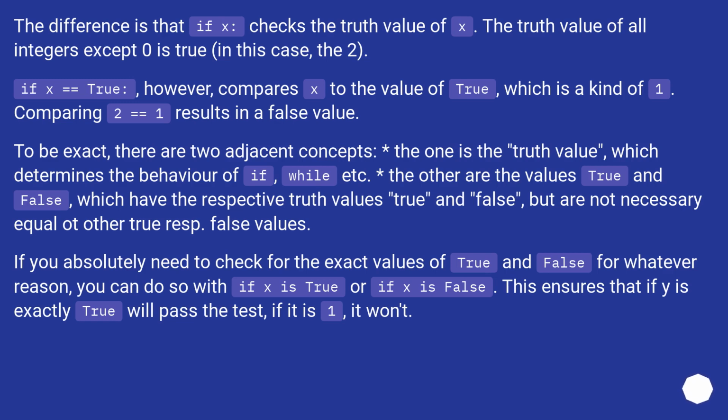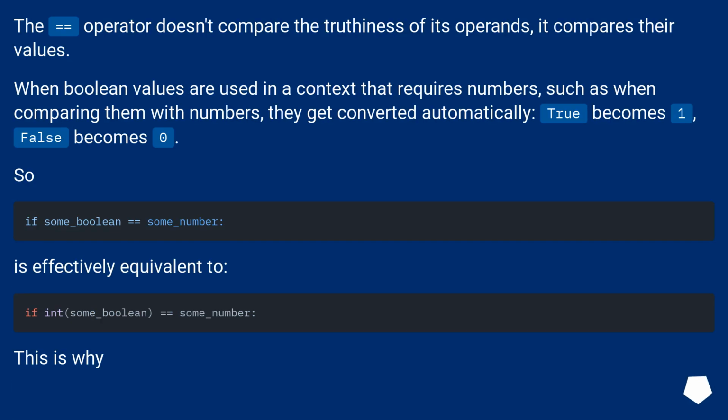False values. If you absolutely need to check for the exact values of true and false for whatever reason, you can do so with if x is true or if x is false. This ensures that if y is exactly true it will pass the test, if it is 1, it won't. The equals operator doesn't compare the truthiness of its operands, it compares their values.